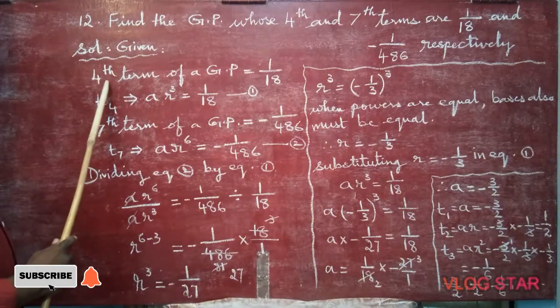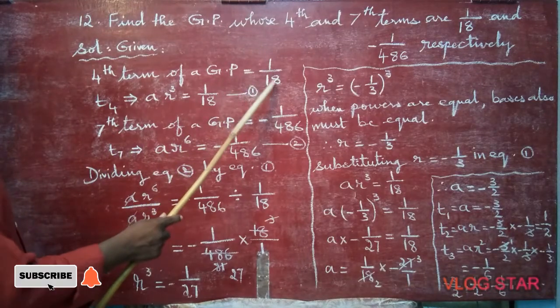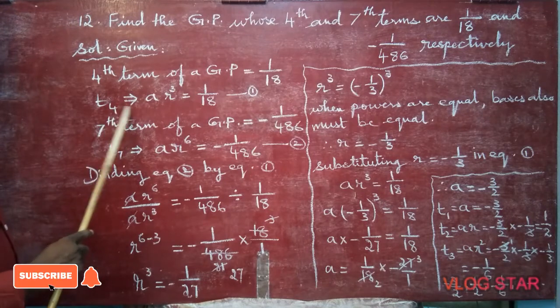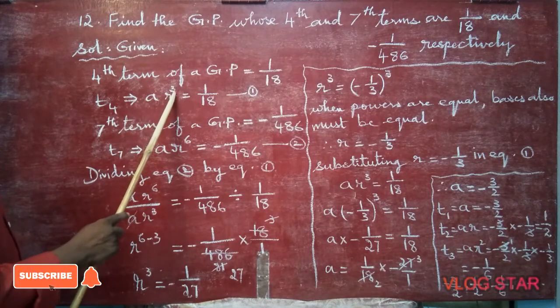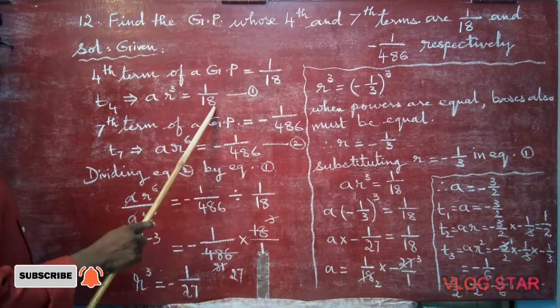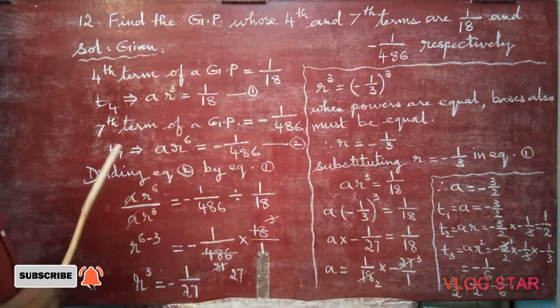Now the solution. The 4th term of a GP is given as 1 by 18. We represent the 4th term of a GP as T4. That implies ar cube, one power less, that's all, is equal to 1 by 18. This is equation number 1.